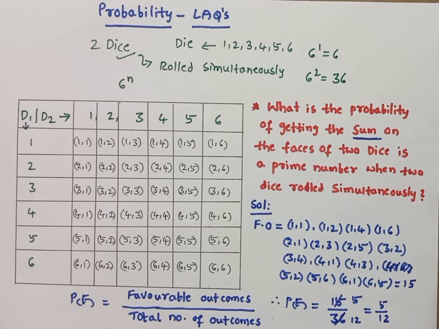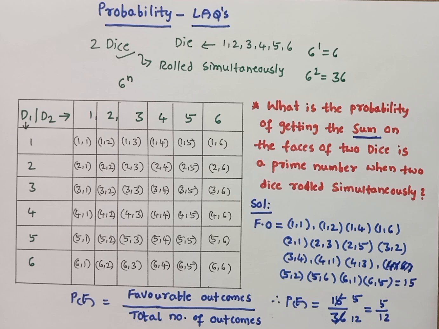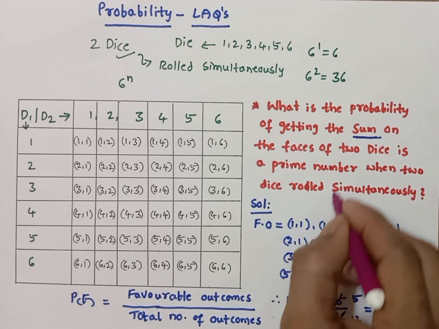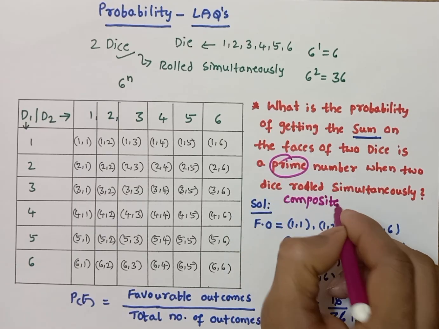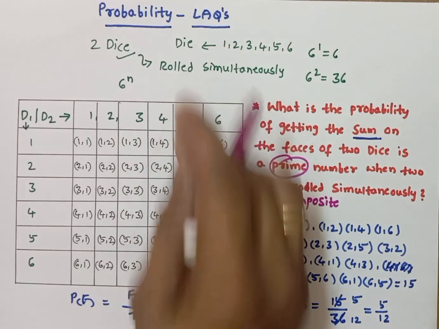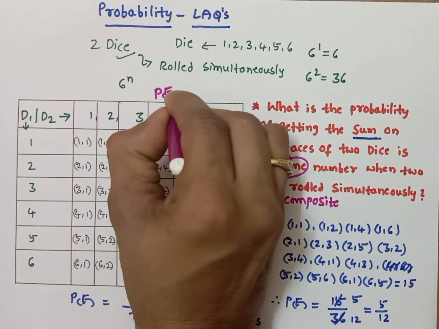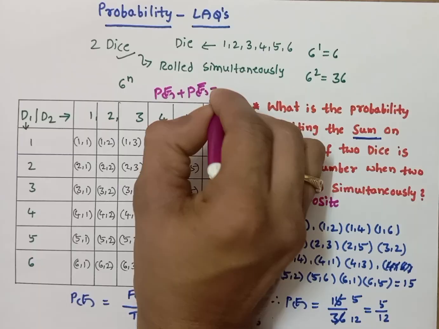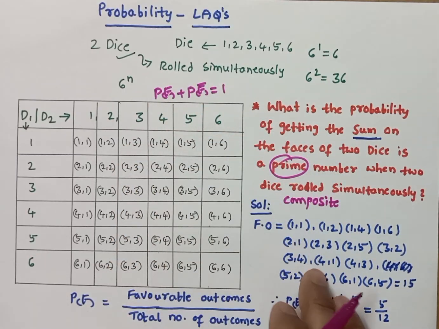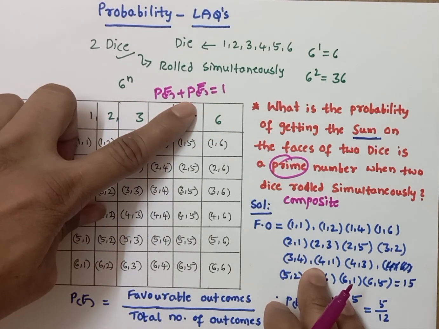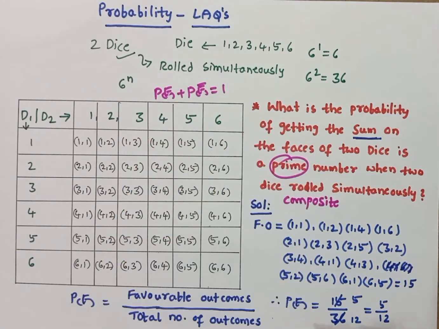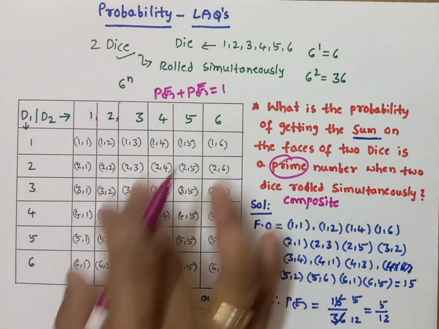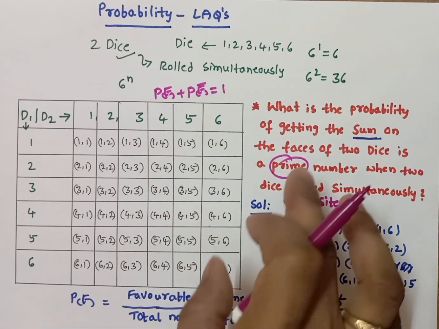Whenever two dice are rolled simultaneously, that was the probability of getting a prime number. What about if it is asking about a composite number instead of a prime number? It is simple: probability of the event plus probability of not the event is equal to 1. The probability of the event means probability of getting a prime number. Not getting a prime number means automatically it is a composite number, so you can subtract it from 1. This is one way. Otherwise, you can count the composite numbers again.